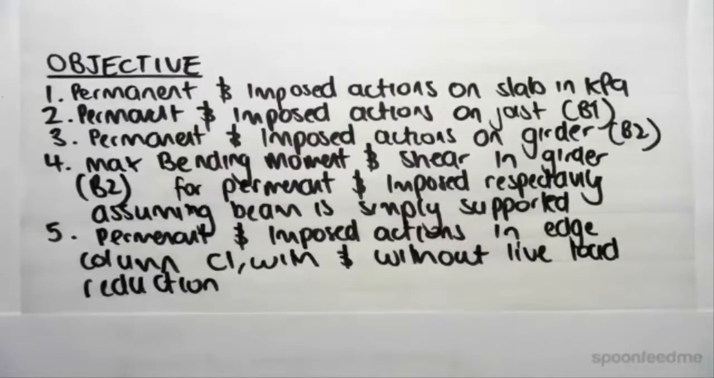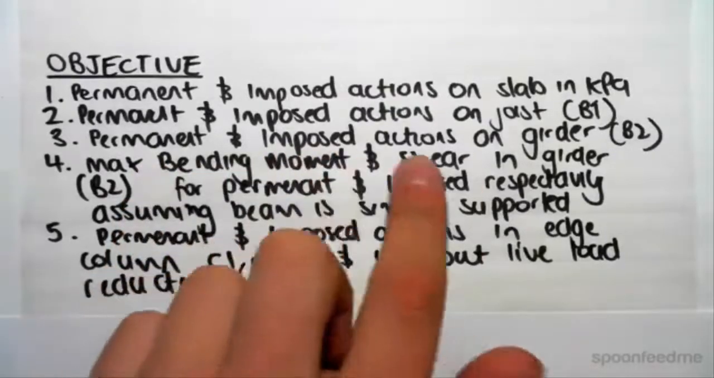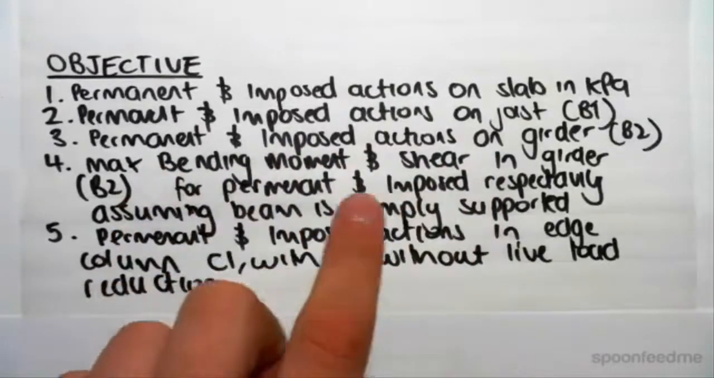Hey guys, I'm going to be introducing the comprehensive example we're going to be doing for the dead and live load case. So the objectives for the videos to come are going to be finding permanent and imposed actions on the slab, permanent and imposed actions on the joist, and permanent and imposed actions on the girder.